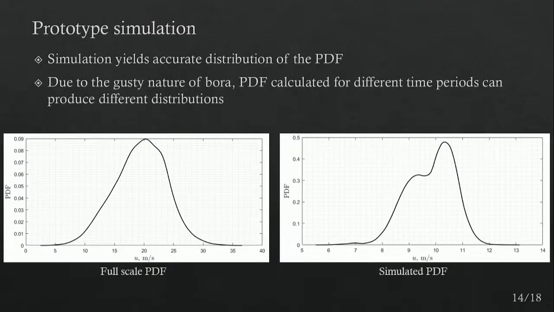We can see the shape is roughly there. We have a bit of a bulge here in the simulated PDF, but this is mostly due to the fact that we can only take a few minutes of the full-scale velocities to reproduce in the Windy Dome. So if we had perhaps taken a different section from the full scale, maybe we would get a bit of a different shape here for the PDF. But the important thing for us here is that we are actually managing to reproduce the shape from the full-scale Bora.